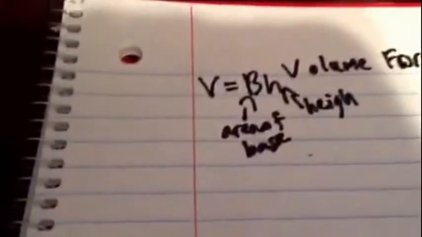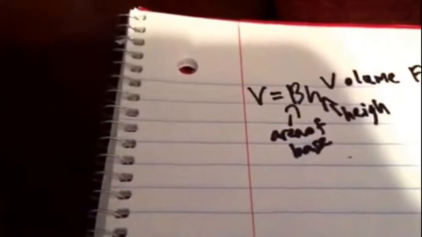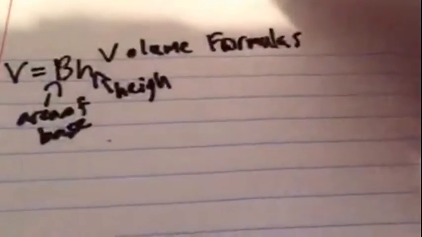The rectangular prism's formula is V equals BH. Now the B stands for the area of base, the big B, really. And the H in every one of these formulas stands for the height, the height of the prism. So, and the next is the cylinder.